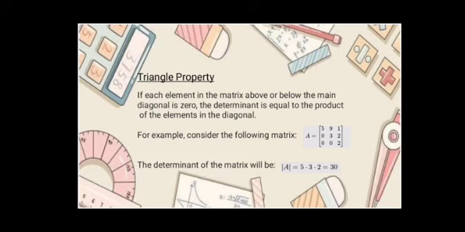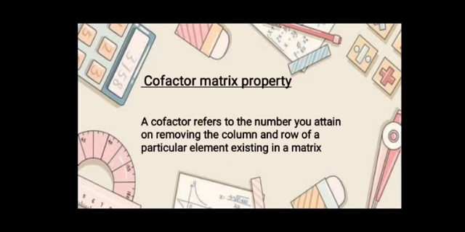And the last property of the determinant is the cofactor matrix property. A cofactor refers to the number you attain on removing the column and row of a particular element existing in a matrix. So, that's all the properties of the determinant.